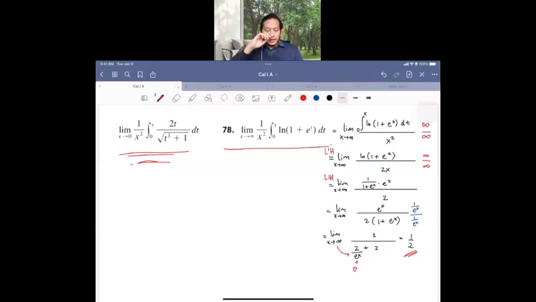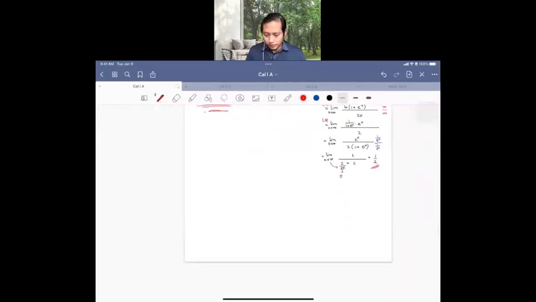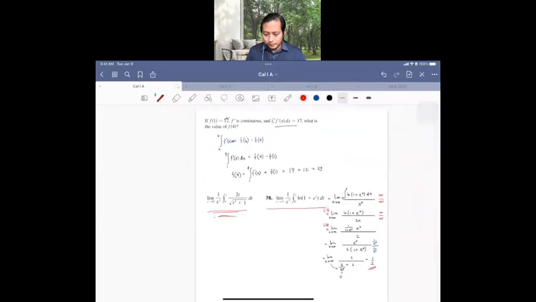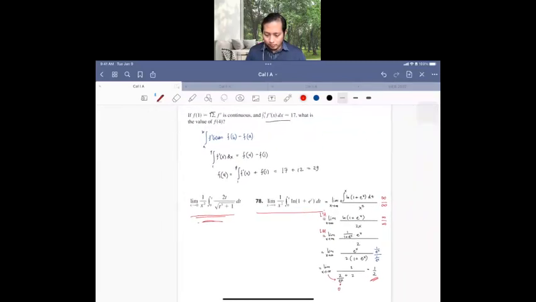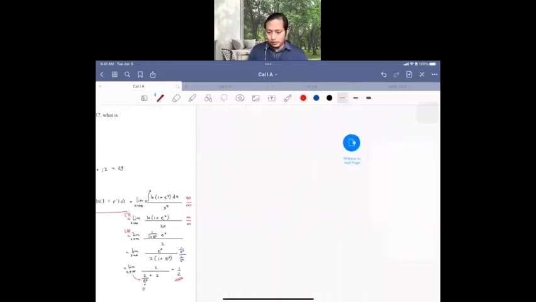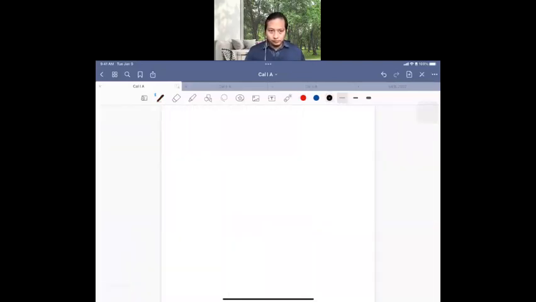Now I think we can move on to know more about the substitution method in integration. Let me go through directly. We'll be going to a new page. Let me give you an integral: x over the square root of 1 plus x squared dx.